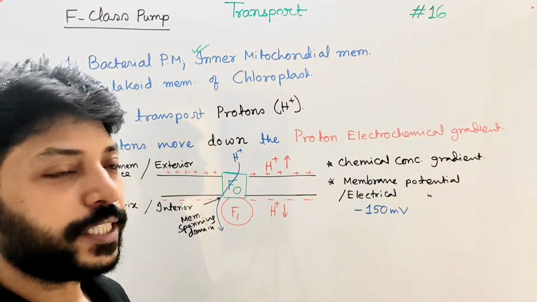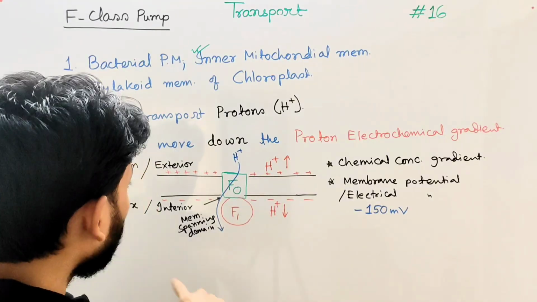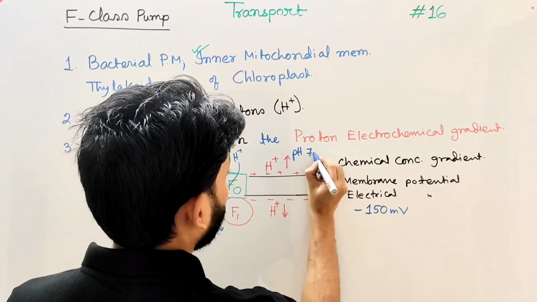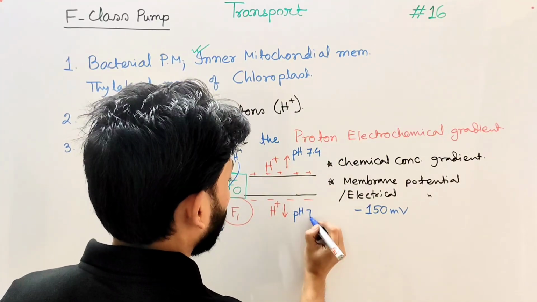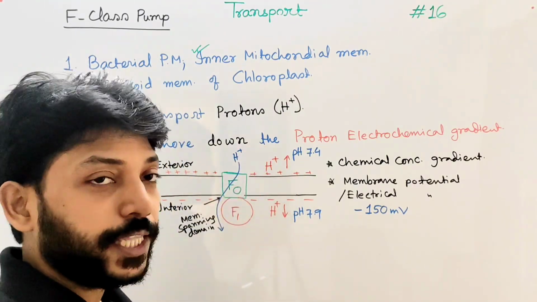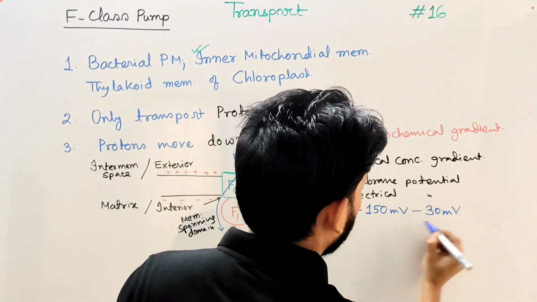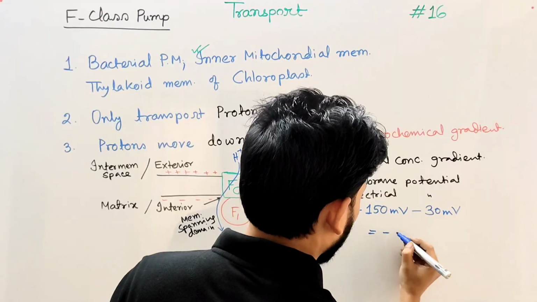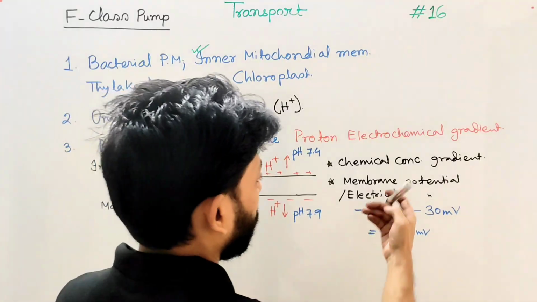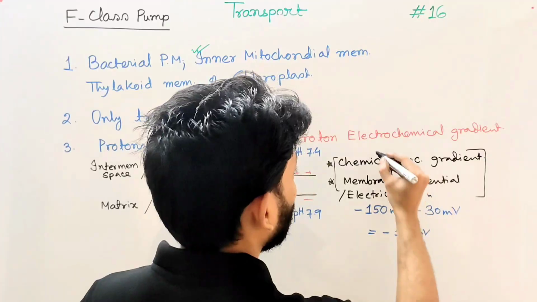The chemical concentration gradient denotes the concentration difference of the protons. In mitochondria, the intermembrane space has a pH of 7.4 and inside the pH is 7.9. So there is a very small difference, but that pH difference contributes approximately minus 30 millivolt. Together, if you combine these forces, you will find 180 millivolt. When these two factors act together, we call this the electrochemical gradient.